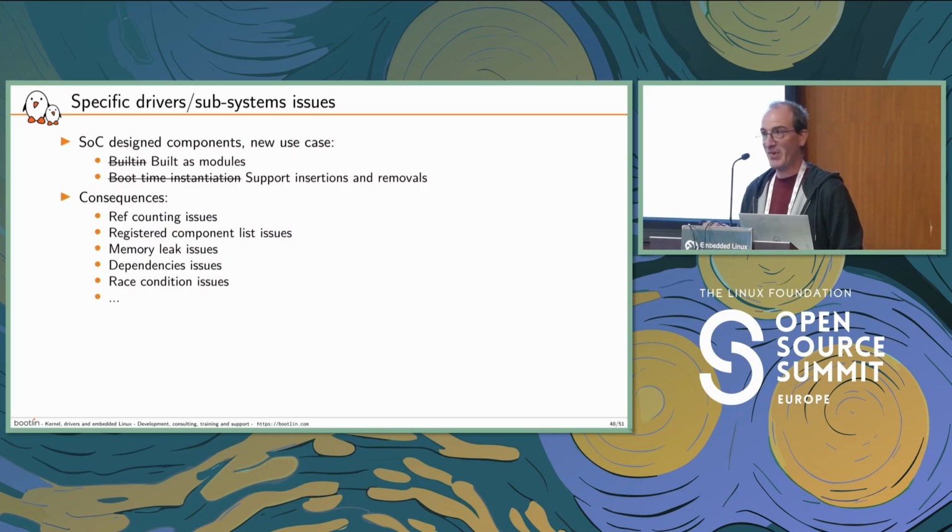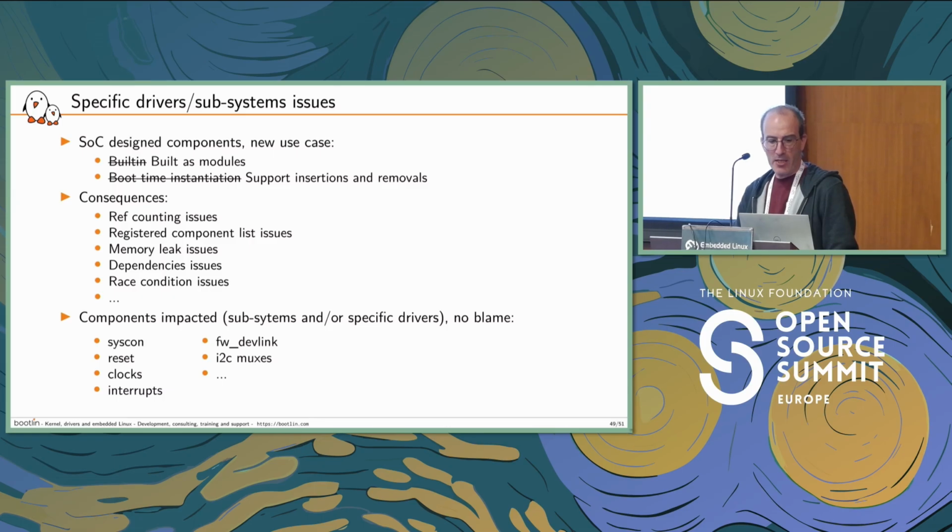So, refcounting issues, register component list issues. I mean, when we registered, we had the device on a list, but never removed from the list when we unregistered. So you can imagine, one of my colleagues would say, choc à pic. The memory leak issues, some dependency issues, race condition issues, this kind of stuff, and on several components.